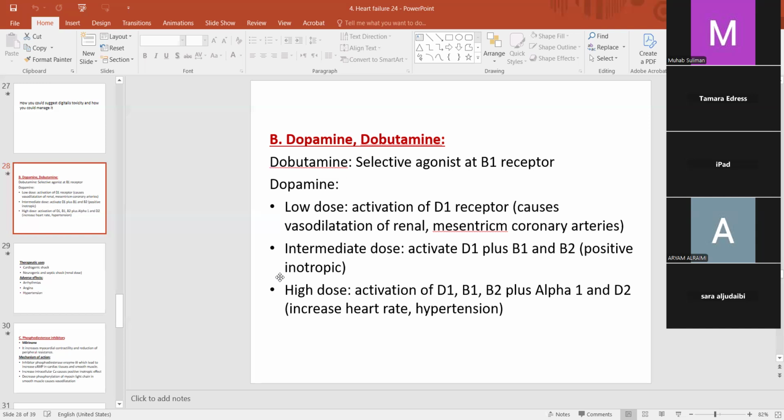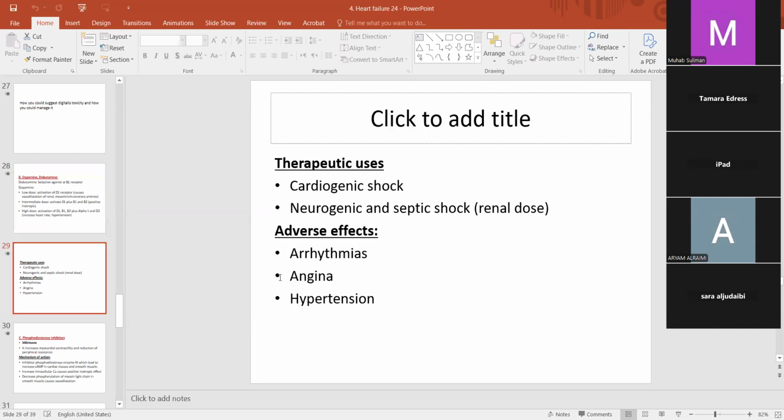A low dose affects D1, causing vasodilation, so it is known as an inodilator. An intermediate dose affects more receptors, B1 and B2, so the drug could be used at an intermediate dose in cardiogenic shock and in patients with acute heart failure. A high dose affects more receptors like alpha 1 and D2. So we can use dobutamine, which is highly selective for the heart, and if the patient has a concomitant disease, any other shock, we can use dopamine.